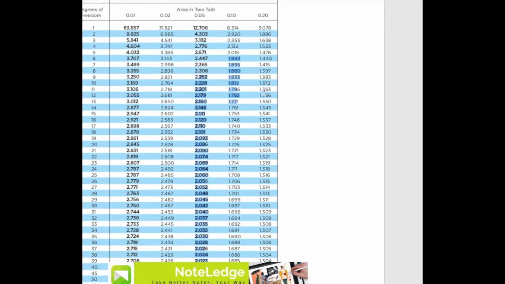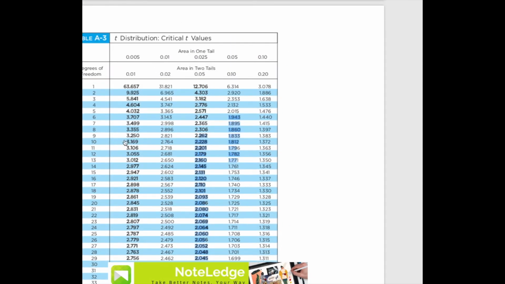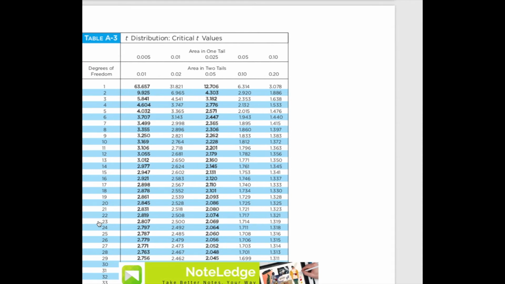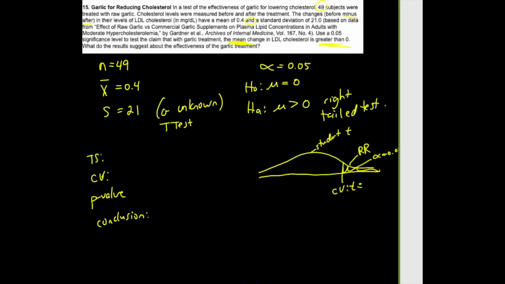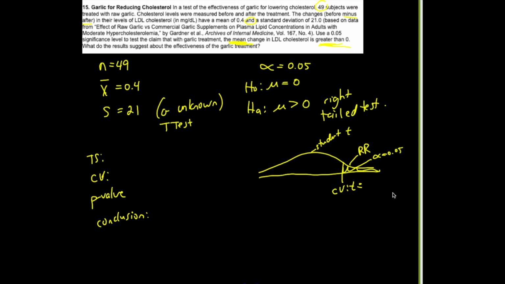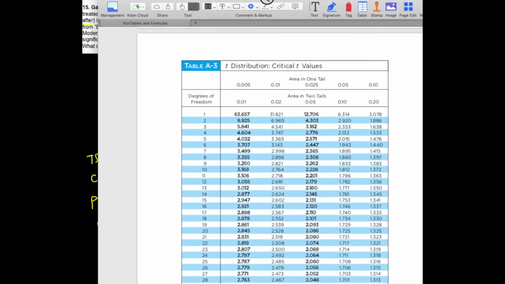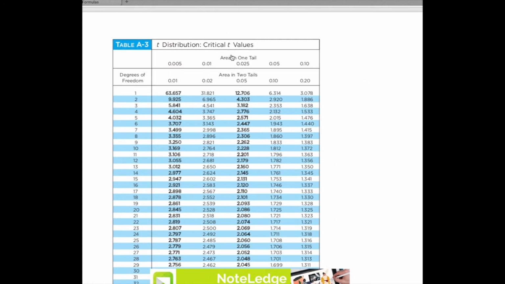The body of this table is your t-score. This table requires degrees of freedom, and it requires an area in one tail or an area in two tails. Well, what do I have? I have the area in the right tail, which is an area in one tail, as 0.05. So my area in one tail is 0.05.